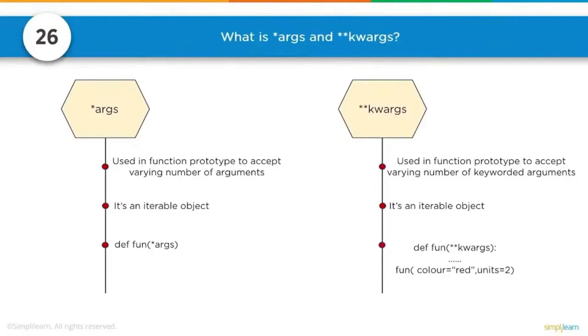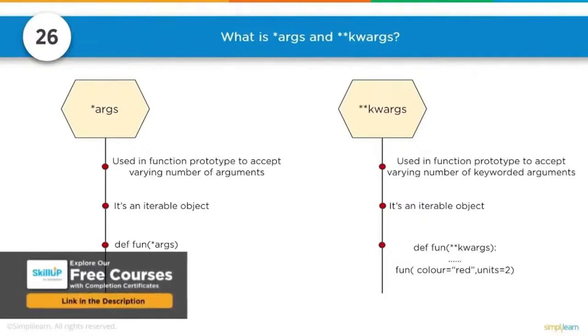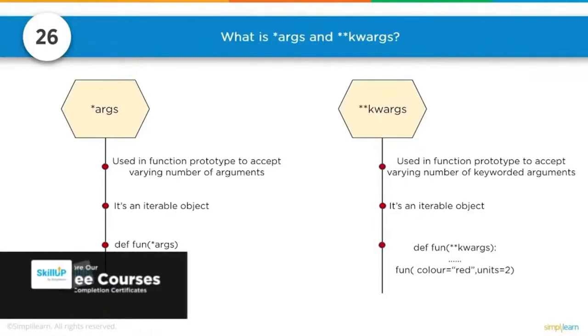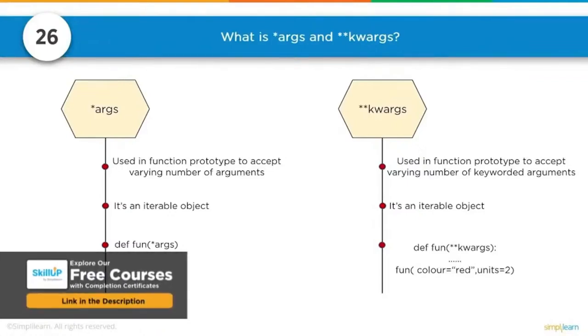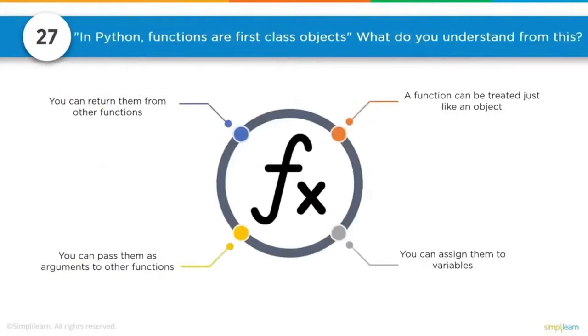With **kwargs, I can actually tell it what I want to send. It's used in a function prototype to accept a varying number of keyworded arguments. Both are iterable objects, so you can go through them one at a time. And in def function kwargs, you can now set color equals red, units equals 2. So you'll see that, especially in machine learning, where they'll have inplace equals true, that kind of thing.